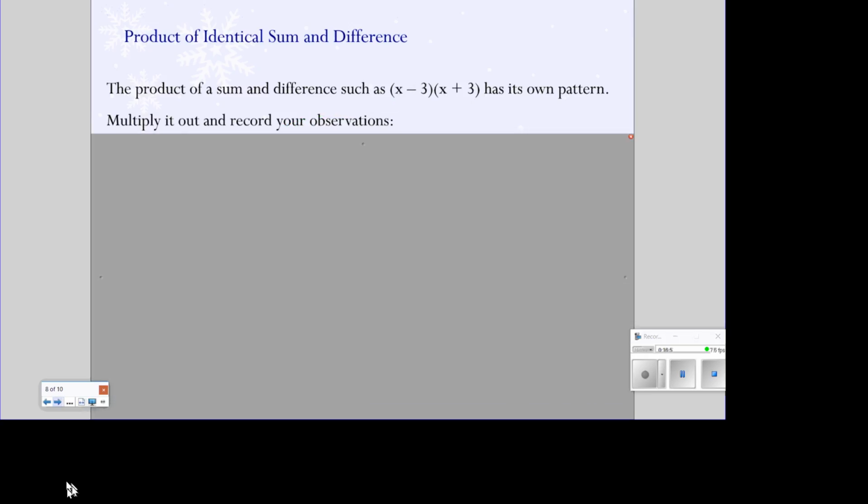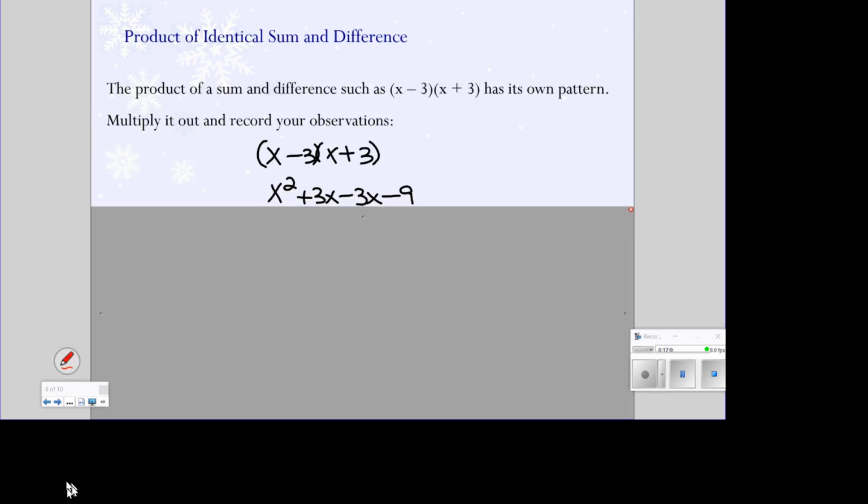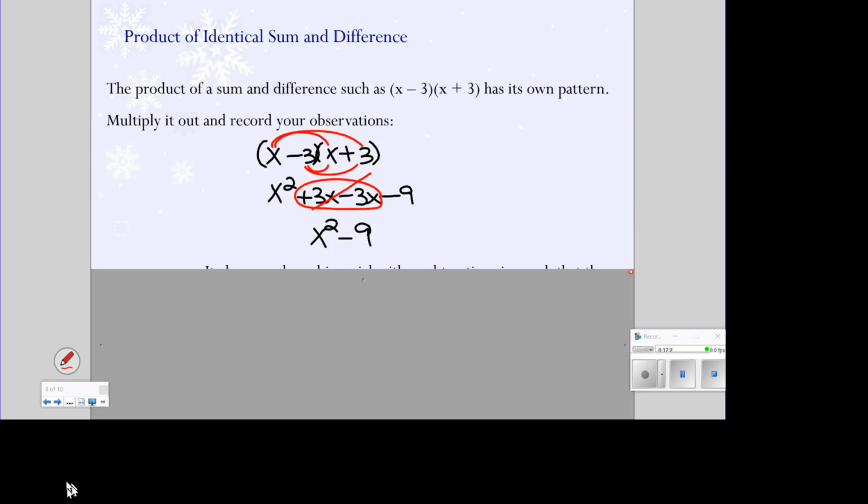So let's try this again with x minus 3 times x plus 3 to see if we notice similar patterns here. So stretching this out, we will multiply x times x to get x squared, x times 3 to get 3x, negative 3 times x to get negative 3x, and negative 3 times positive 3 to be negative 9. Once again, our middle two terms simplify to 0, going away, leaving us with x squared minus 9. So notice we started with something stretched out, and we shortened down to something much smaller, just a binomial.